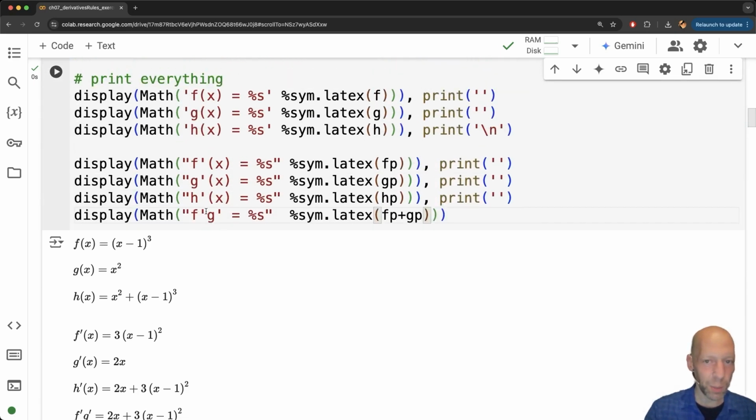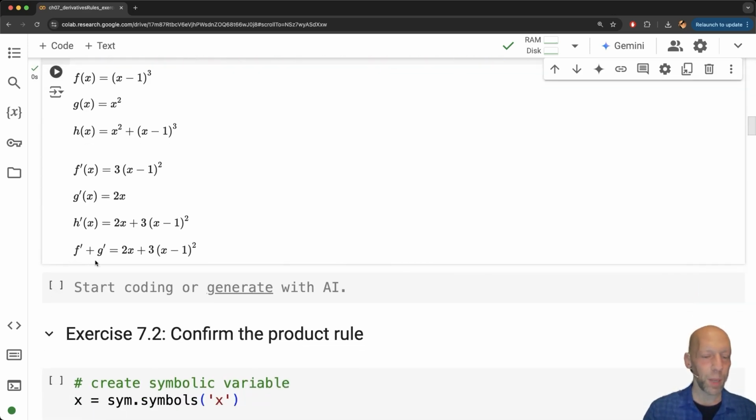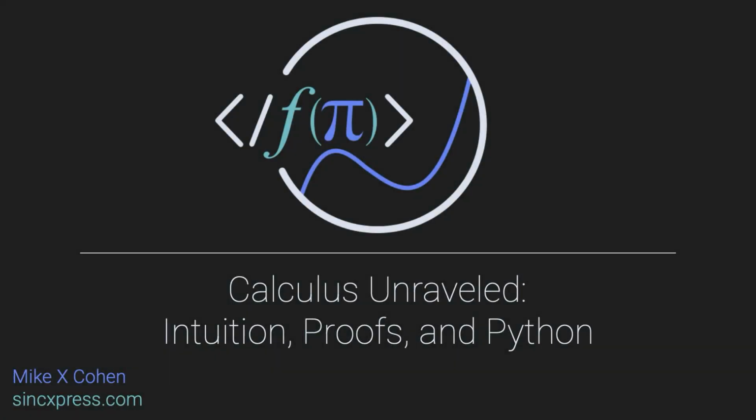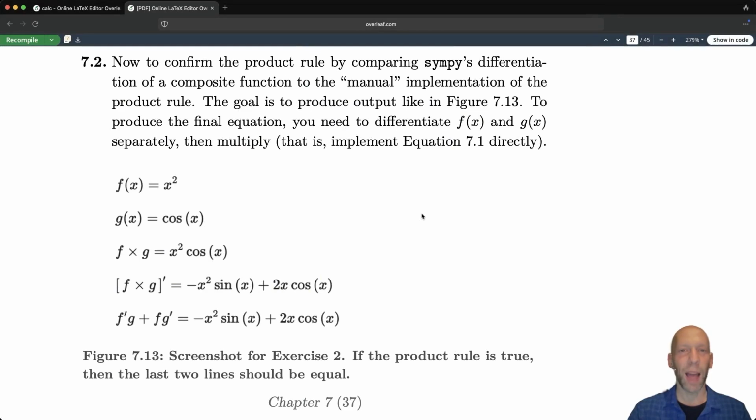Actually, this should also be like this, f plus g. So this confirms the linearity of differentiation, which is a property of derivatives that you learned about in the previous chapter. Now in exercise 2, we will confirm why the product rule actually works.